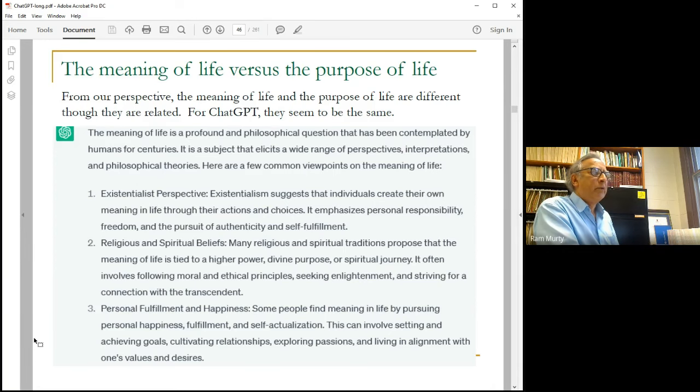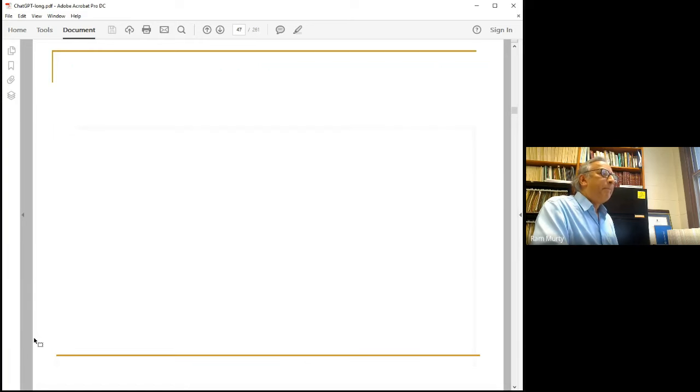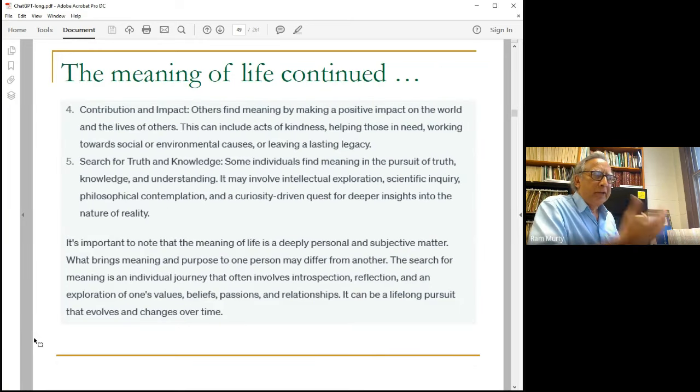Here are common viewpoints on the meaning of life. So here, existential perspective, religious and spiritual beliefs, personal fulfillment and happiness, contribution and impact, search for truth and knowledge. Notice that this is essentially the same answer.